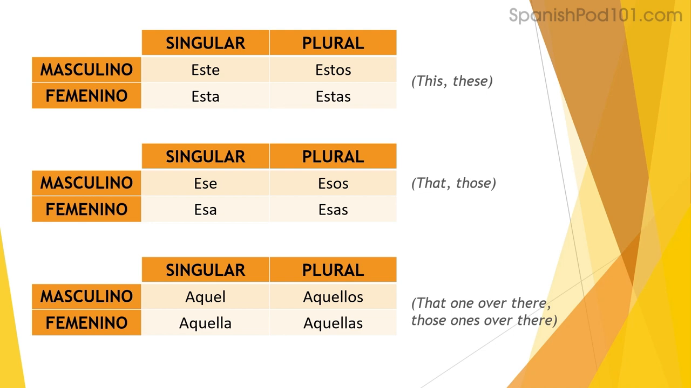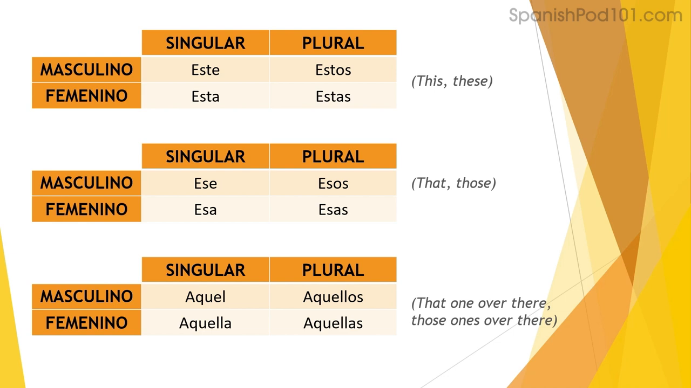Ese, ese, esa, esa, esos, esos, esas, esas. Ahora vamos al tercer cuadro. So now we go to the third table. Aquel, aquel, aquella, aquella, aquellos, aquellos, aquellas, aquellas.